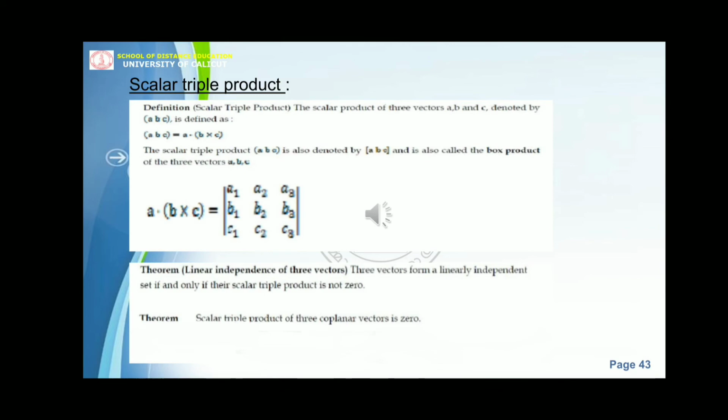And the next theorem states that the scalar triple product of three coplanar vectors is 0. So coplanar vectors means they all lie in the same plane. So the theorem states the scalar triple product of three coplanar vectors is 0.